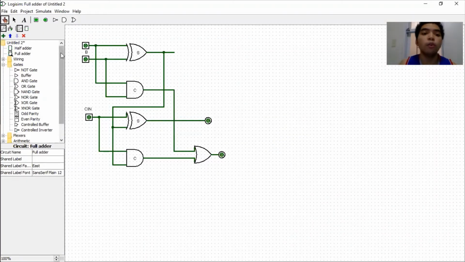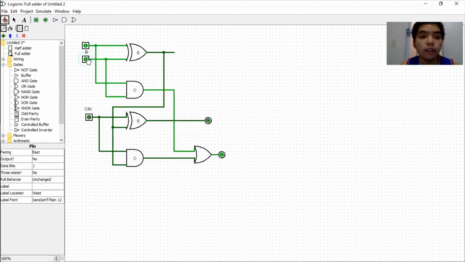So now we need to test it. 1 plus 1 in binary is 2, so the carry must be 1. And then if we try to have a carry in with this 1 plus 1, we can expect that the sum must be 1 and the carry is also 1. So we can call this the full adder.